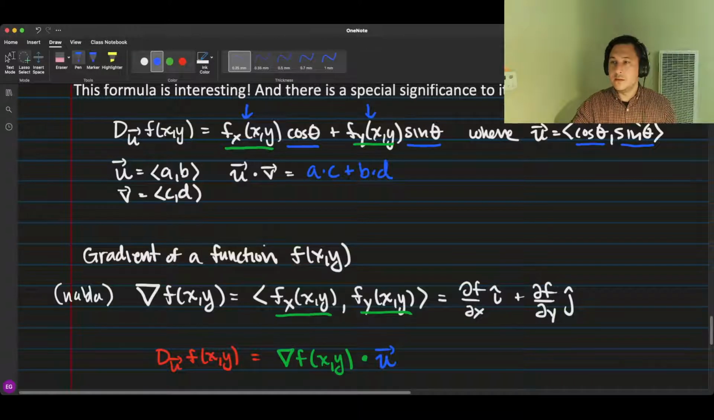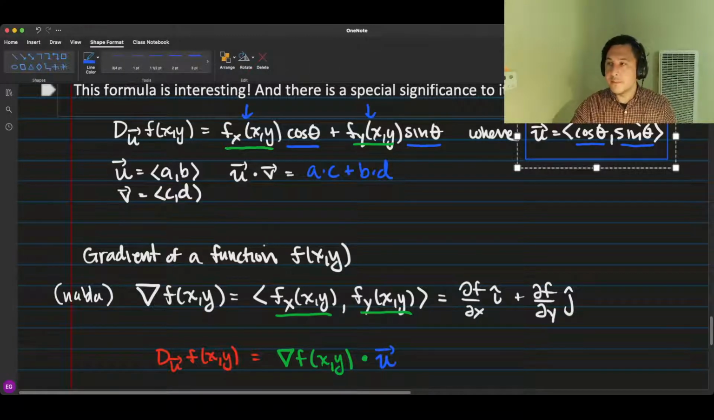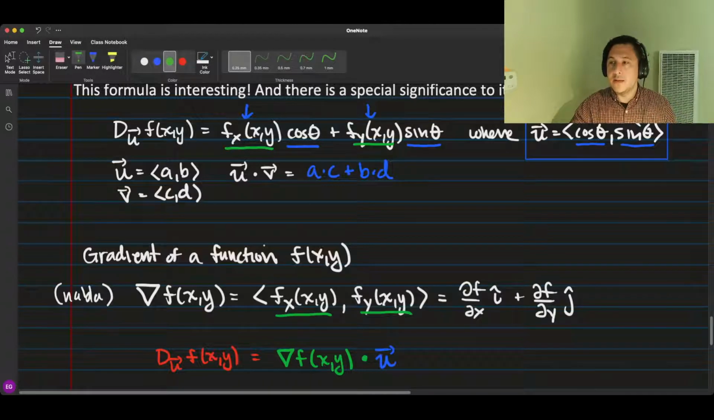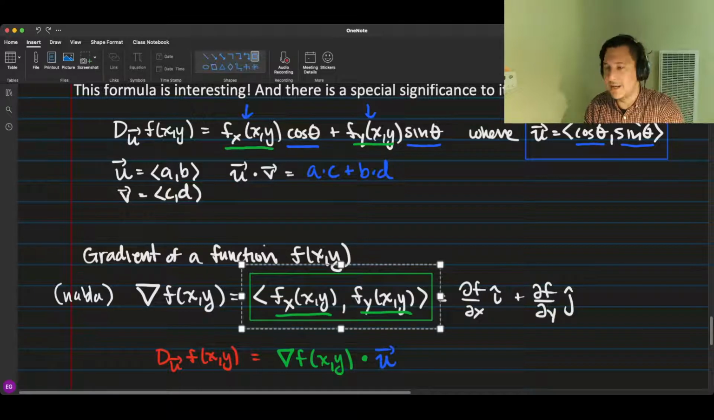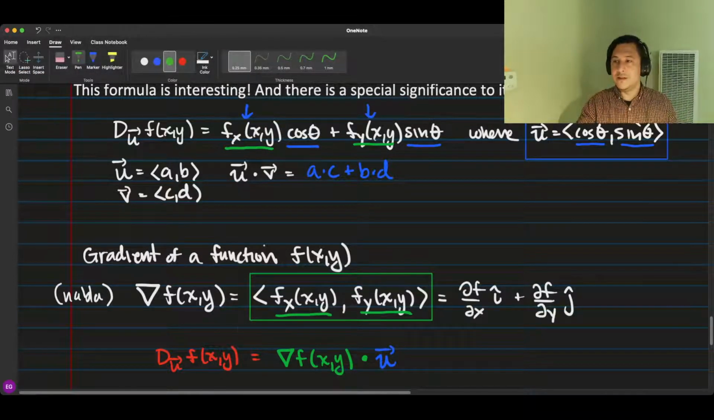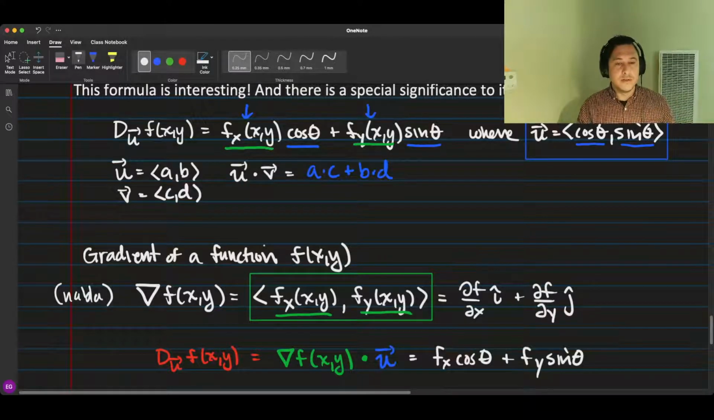Because, like what I wrote, u is this vector up here, and the gradient of f is this vector right here. And when you dot them, what do you get? You get the formula, because you take the partial of f with respect to x, multiply it by cosine theta, add together the partial of f with respect to y multiplied by the sine of theta, right? It's just the components of those two vectors multiplied and added together, which is the dot product.